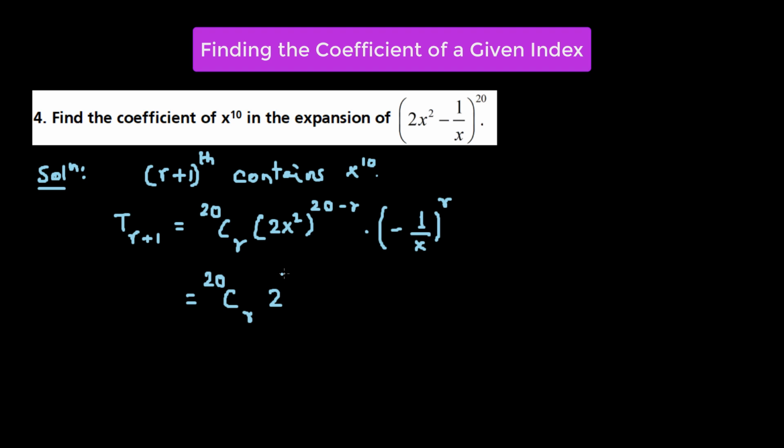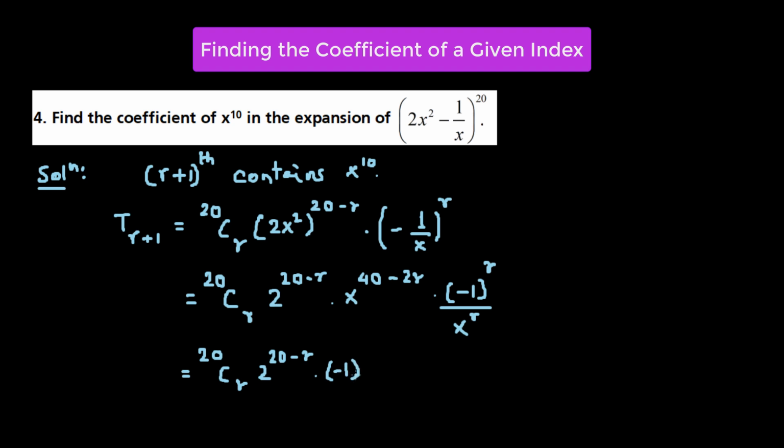20Cr times 2 raised to the power of 20 minus r times x raised to the power of 2 times 20 minus r, which gives us 40 minus 2r, times negative 1 raised to the power of r divided by x raised to the power of r, which finally gives 20Cr times 2 raised to the power 20 minus r times negative 1 raised to the power of r times x raised to the power of 40 minus 2r minus the r which comes from the denominator, and that gives us 40 minus 3r, and this is going to be our general term.